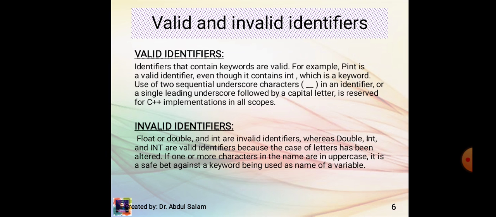What are invalid identifiers? Float or double and int are invalid identifiers, whereas Double, Int, and capital Int are valid identifiers because the case of the letter has been altered. If one or more characters in the name are in uppercase, it is a safe bet against a keyword being used as the name of a variable.